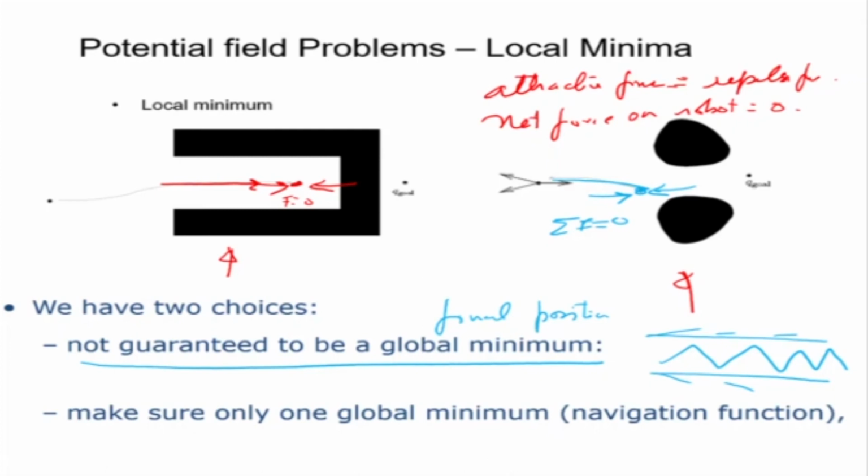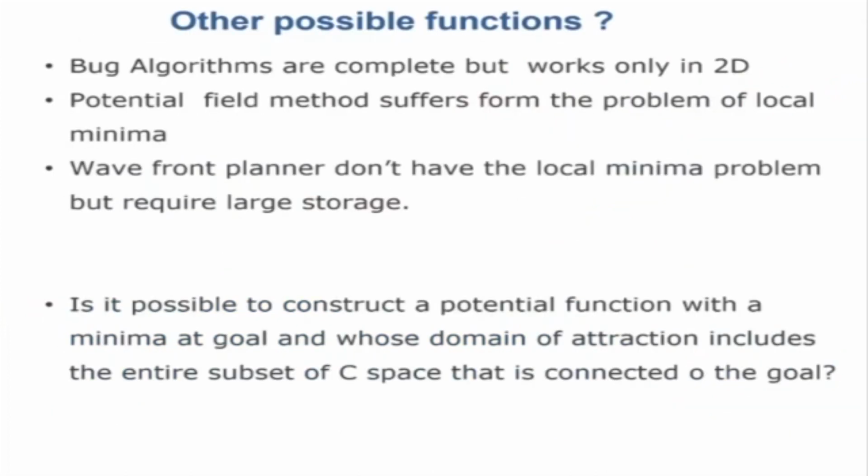If you can have a function which does not have local minima, or the local minima near the goal, then there is a high chance that it will go to the goal only. And such functions are called navigation functions. So we have seen the other problems that are there. The earliest bug algorithms are complete, but they work only in 2D. The potential field method suffers from the problem of local minima. Wavefront planners don't have the local minima problem, but require large storage. So these are the problems that are there.